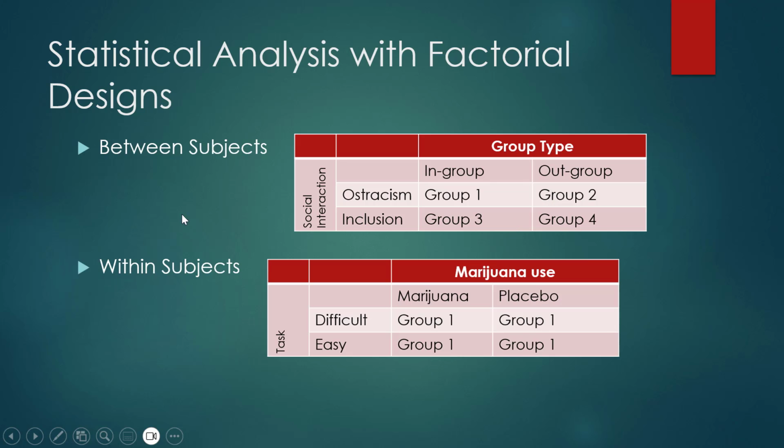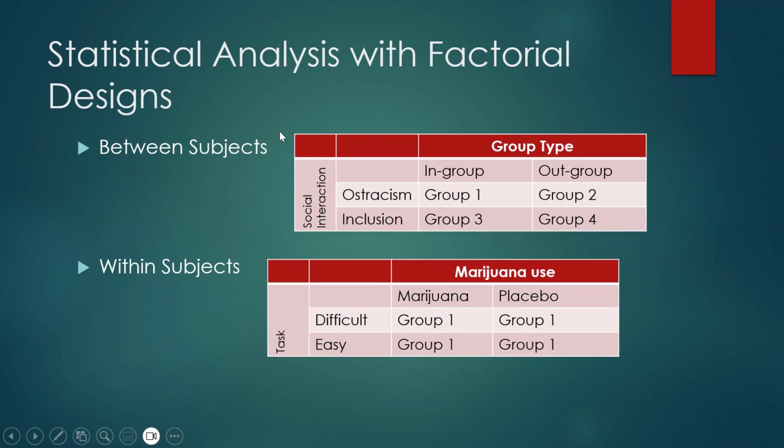That's different than a factorial design with a within subjects design. Here you have one group in all four cells. You have marijuana use, where they smoked marijuana or had a placebo, and you have a task, difficult and easy. These participants smoked marijuana, then did a difficult and an easy task. Later on, they got a placebo and did a difficult and easy task. So it's one group of participants participating in all of the different conditions.